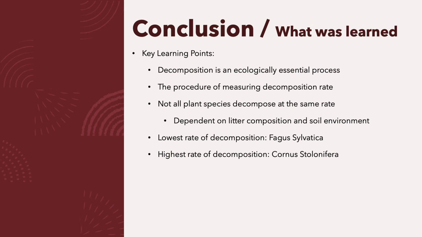This experiment analyzed the importance of the decomposition process. This experiment also supported the theory that not all plants decompose at the same rate, and the rate of decomposition is dependent on the chemical composition of the species and the surrounding soil environment. The data from this experiment concluded that the Fagus sylvatica species had the lowest rate of decomposition, and the Cornus stolonifera species had the highest rate of decomposition.